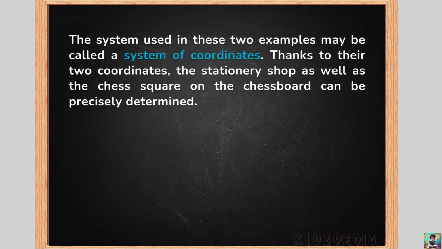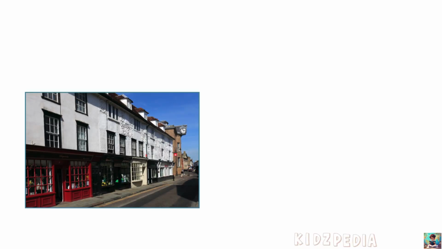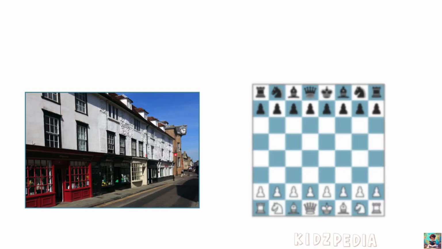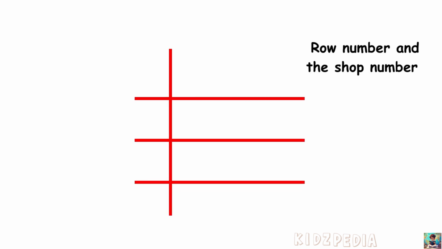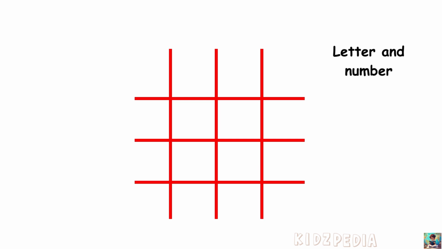The system used in these two examples may be called a system of coordinates. Thanks to their 2 coordinates, the stationary shop as well as the chess square on the chessboard can be precisely determined. What is the system of coordinates? The method we use to locate the stationary shop in the market is similar to how we identified the squares on the chessboard. Both use a system of coordinates because both places have 2 coordinates like the row and the shop number or the letter and number on the chessboard. You can find the exact spot easily. So thanks to these 2 coordinates, you can always say exactly where something is.